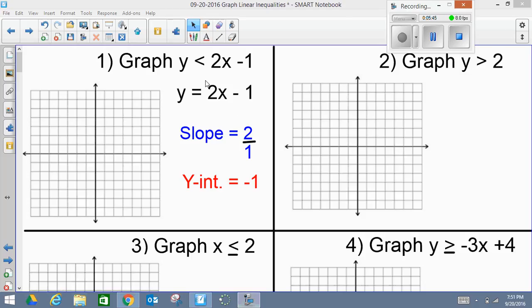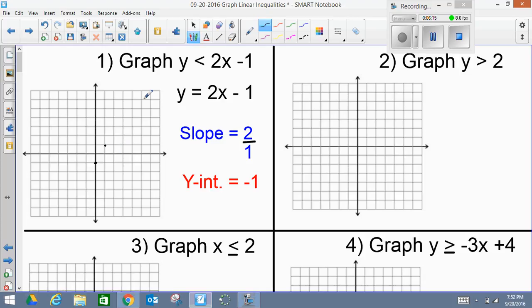Now I rewrite my inequality as an equation, and I'm going to graph this. Remember, I need a dash line. My y-intercept is -1, so my first point is at -1. Right here is my first point. And then my slope is 2 over 1. That means I'm going to go up 1, 2, and then 1 to the right. So that's my second point.